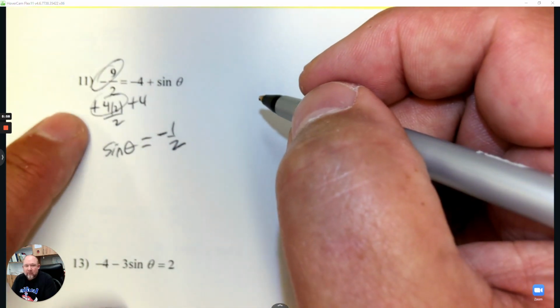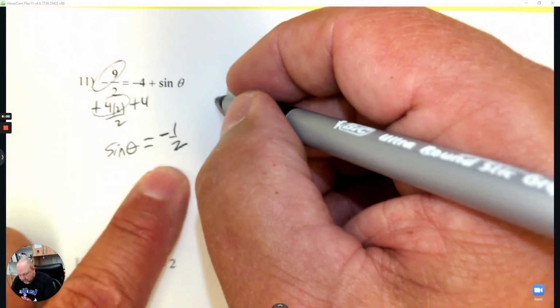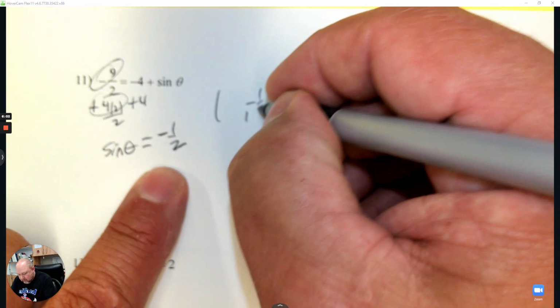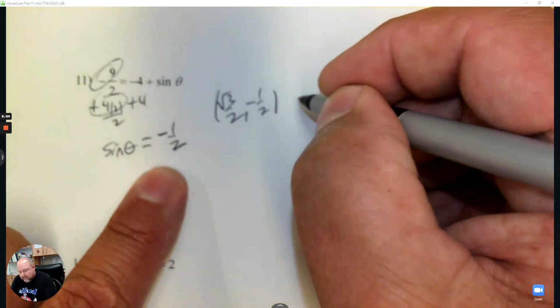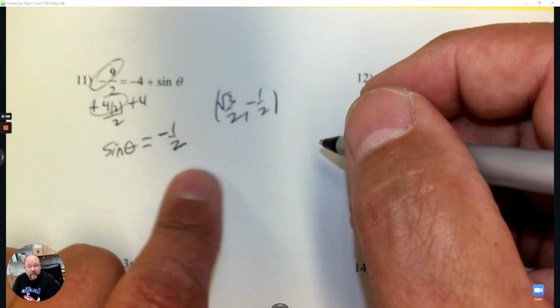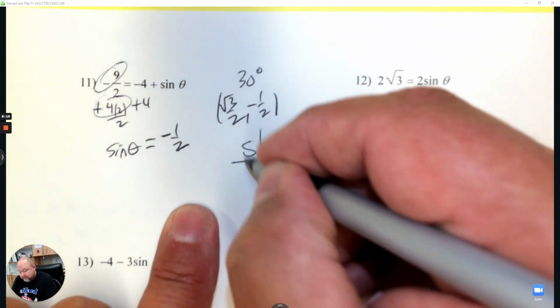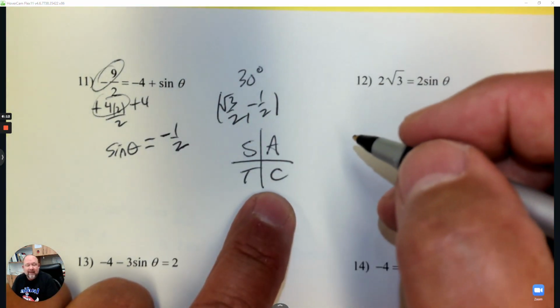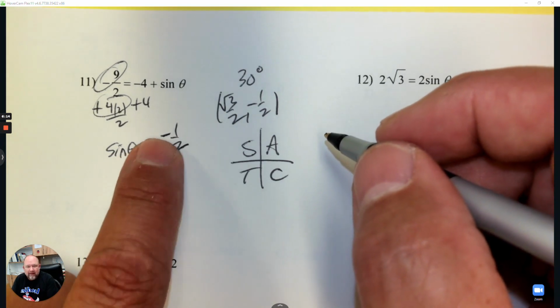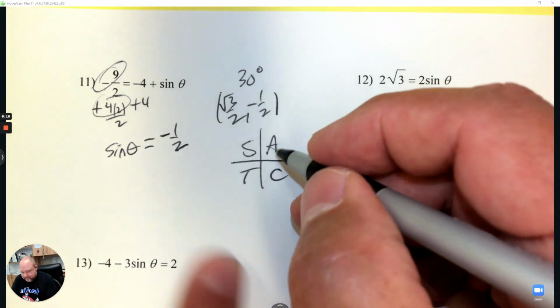And if I can do that work, now the trigonometry part. So that's the y coordinate, which means the x coordinate is root 3 over 2. This is a 30-degree reference angle. And then I need to know the quadrant. All Students Take Calculus. And then which one, the y coordinate is negative.